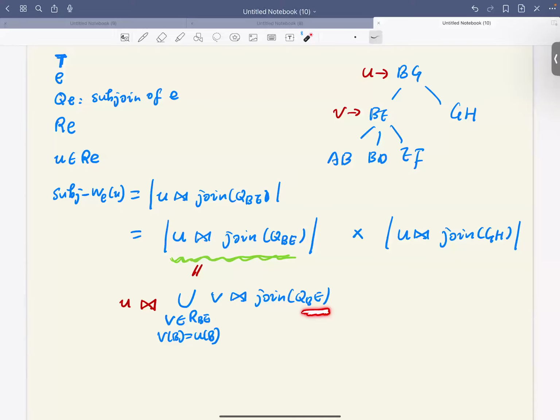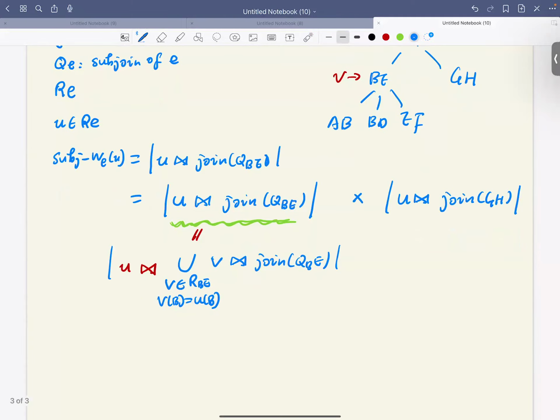Again, what is the meaning of this? The semantics. You look at the subjoin, and then you ask the question, which part of the subjoin is relevant to V? You take those tuples out, and these tuples, and only these tuples, if and only if, can join with U. So this is equivalent. And therefore, if you only care about the size, you can turn this into a summation now. So this is the summation over such kind of tuple.